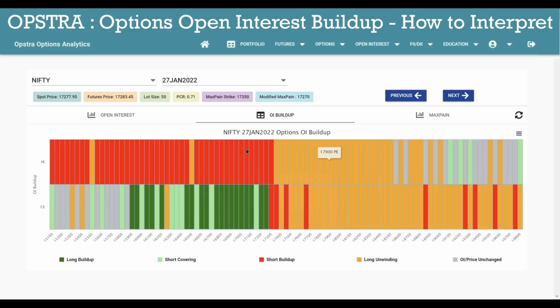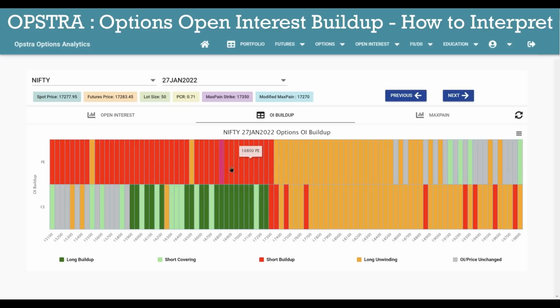So now, what exactly is happening in the Nifty based on this option OI buildup? The current price is around 17,300, the at-the-money price. If you come to the at-the-money price here, 17,300, for the call option and put option there is both short buildup. So there is a fight going on between both put option sellers as well as call option sellers.